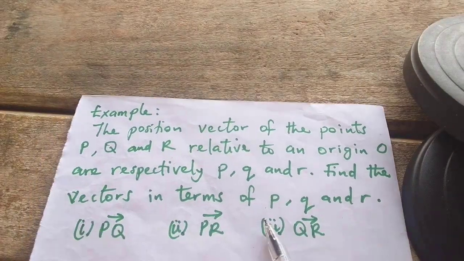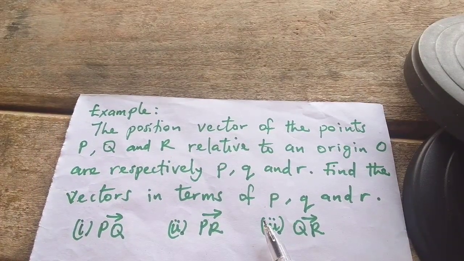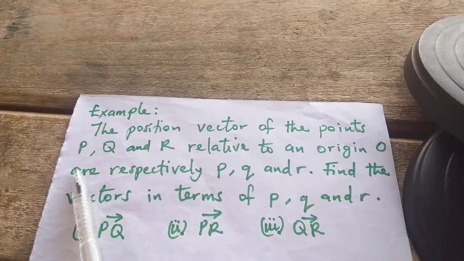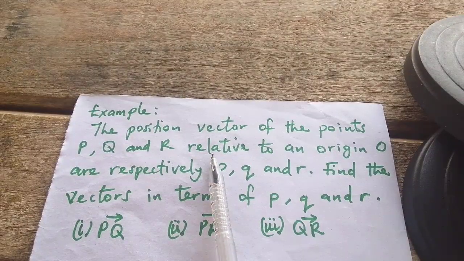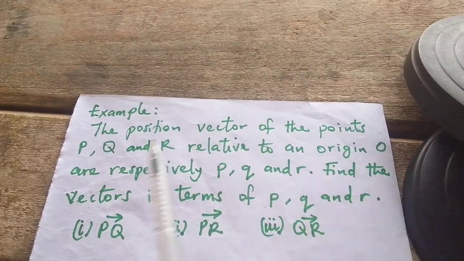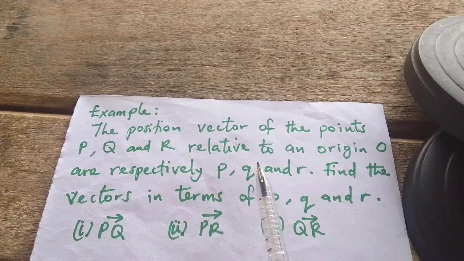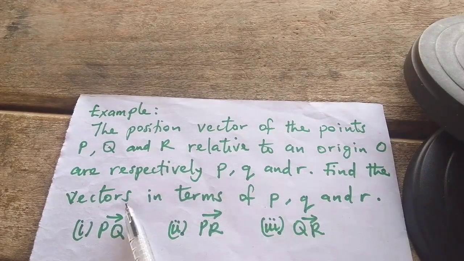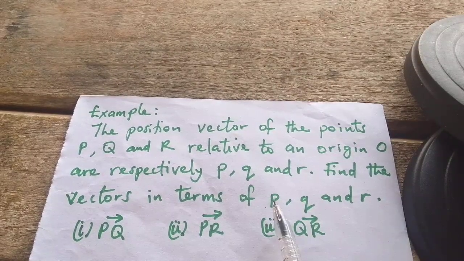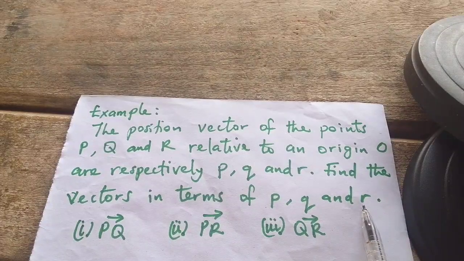Let's look at this question. The position vectors of the points P, Q, and R relative to an origin O are respectively p, q, and r. Find the vectors in terms of p, q, and r.